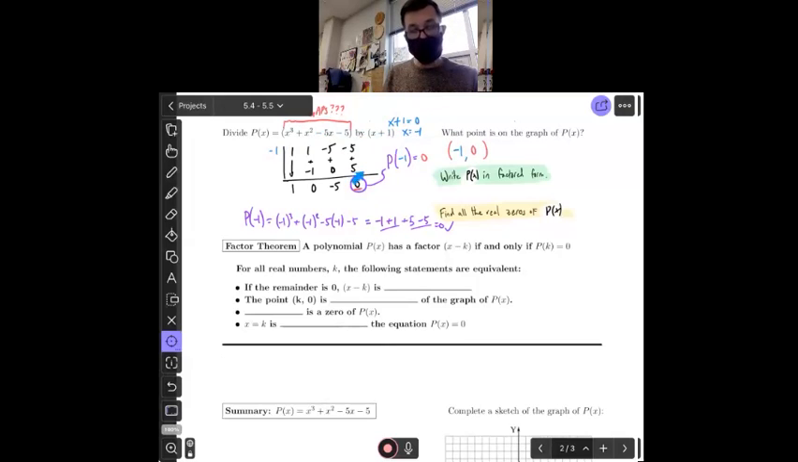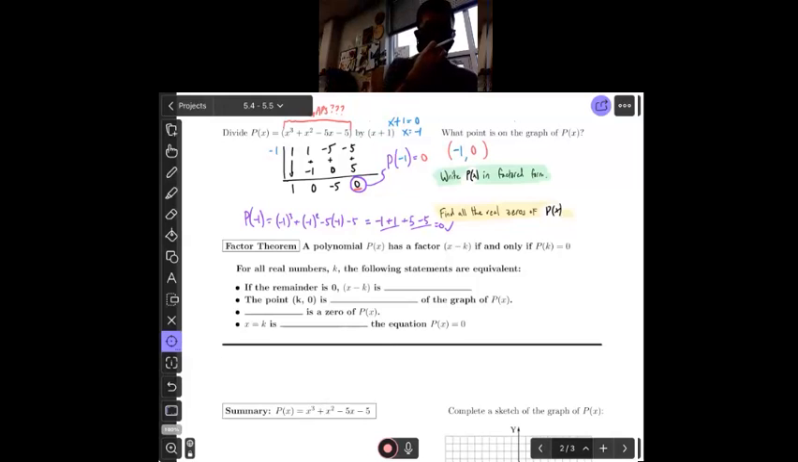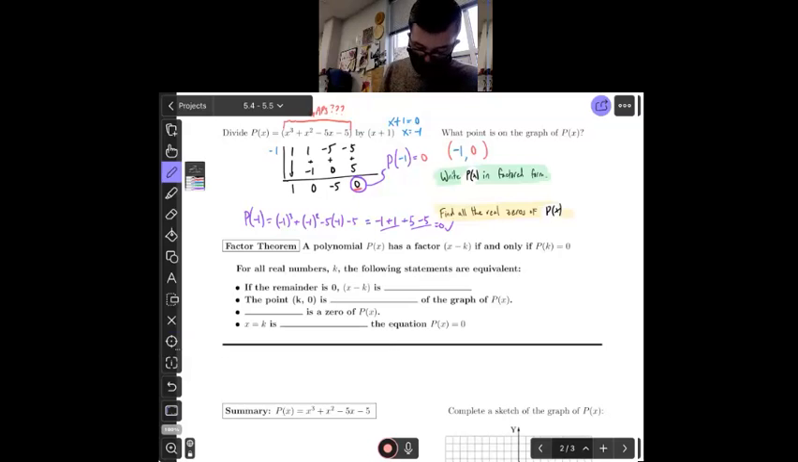Remember, what this represents is the remainder. If the remainder is 0, that means the polynomial went in evenly, so it would be a factor. It's like dividing 35 by 5. You get no remainder because 5 is a factor of 35. Whereas if you divide 36 by 5, there would be a remainder because 5 is not a factor of 36. So restating this, if the remainder is 0, then x minus k is a factor of p of x.